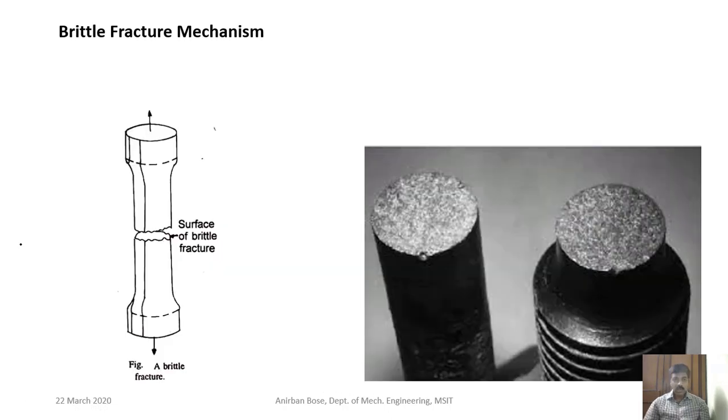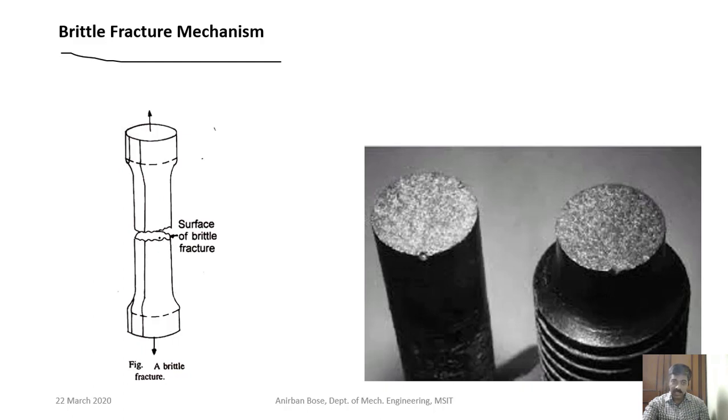Now coming to the mechanism of brittle fracture. Brittle fracture is very dangerous. If you compare with ductile fracture, which takes a long time before fracture because a lot of plastic deformation takes place, in case of a brittle fracture, since yielding is hardly observed, the fracture takes place almost in no time.